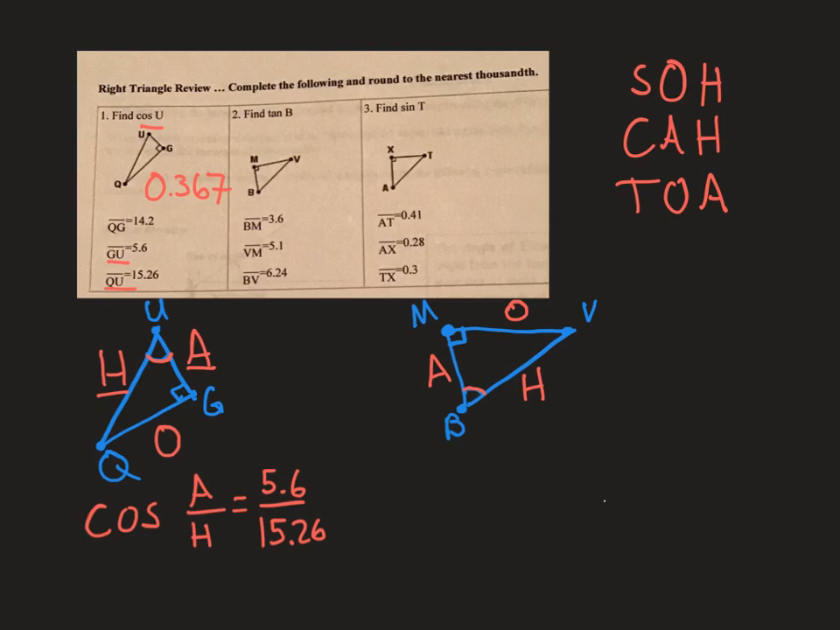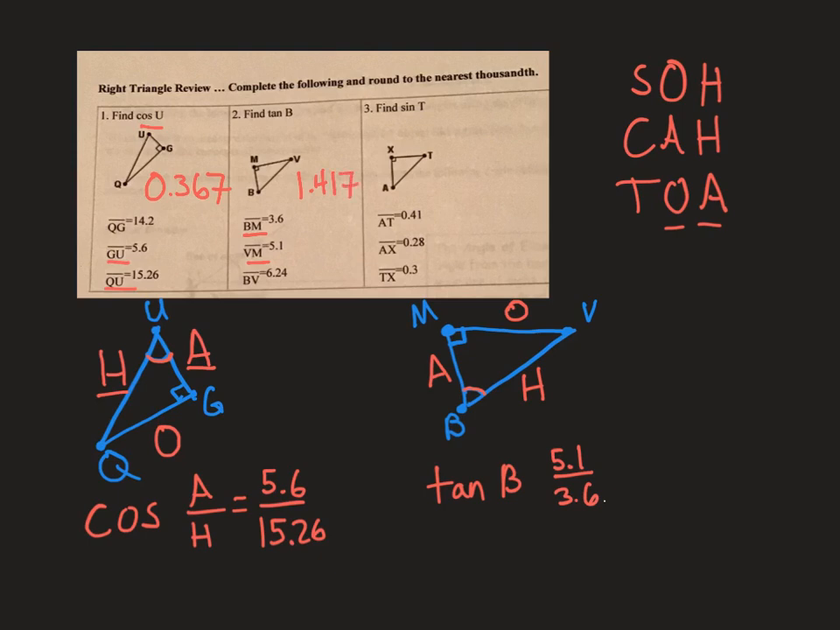And it's asking us to find tangent of B. So tangent of B means we need to find the opposite and the adjacent. In this case, you need to find VM and BM. So our tan of B is going to be 5.1 over 3.6. When you plug it into your calculator, you get 1.417.